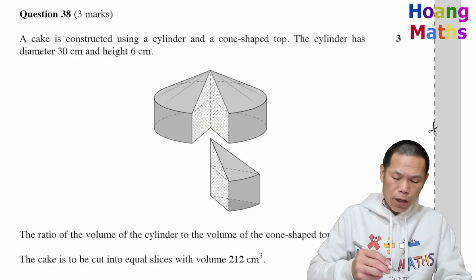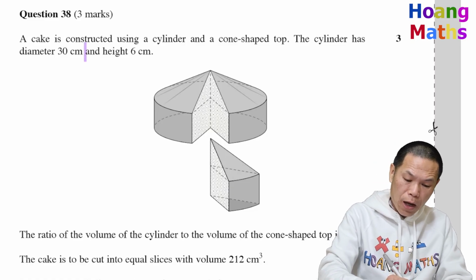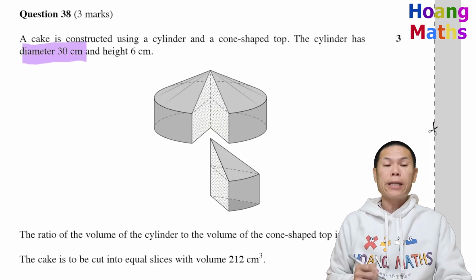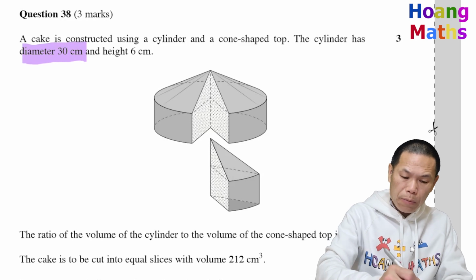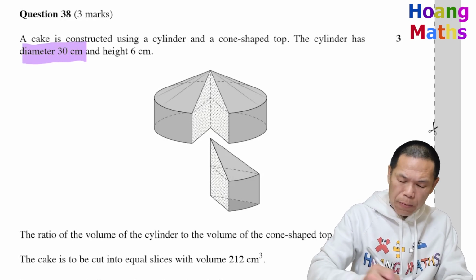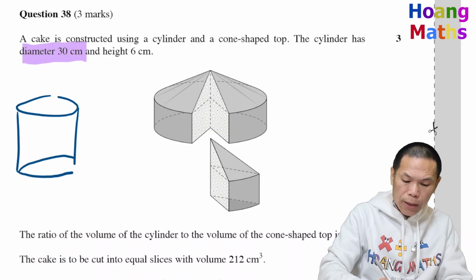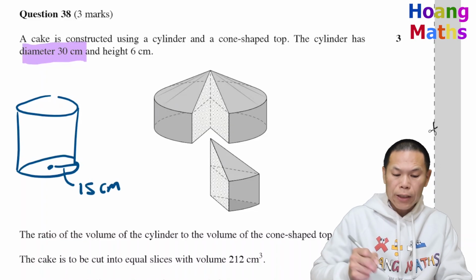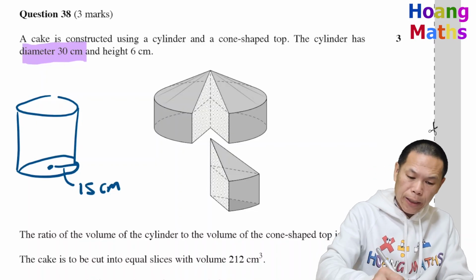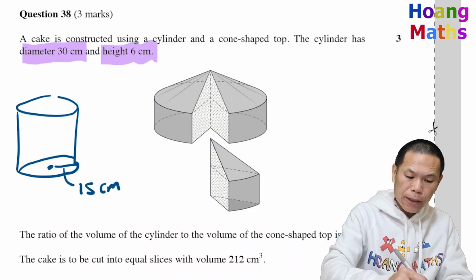Question 38. We know the diameter of the cylinder is 30 centimeters. That means the radius, let me just draw the cylinder out, like this. So that means the radius is 15 centimeters and the height is 6 centimeters.